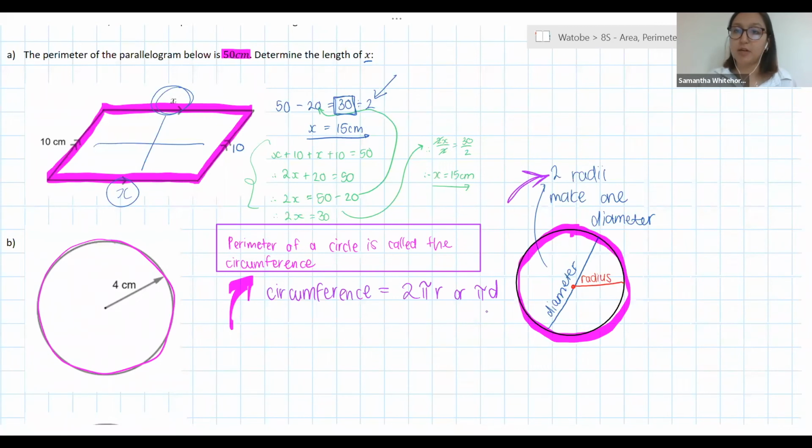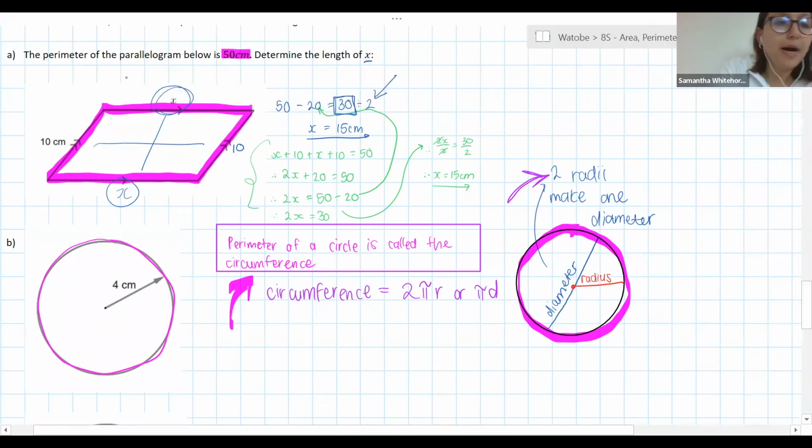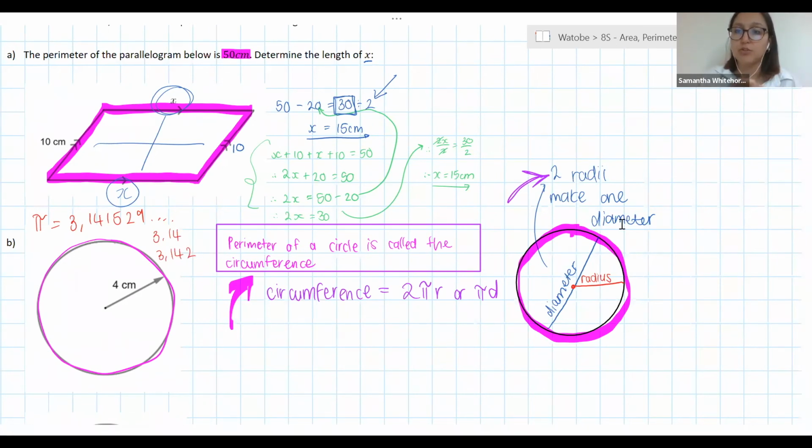Not everyone has the same calculator as me, and so I completely understand that. Some of you might not have a pi button on your calculator, which is also fine. Your teachers would have then told you at school what number to use for pi. So some of you will have been told different things. You must use what you have been told to use. But pi is 3.141529, and it goes on forever. So some of you might have been told to use 3.14. Some of you might have been told to use 3.142. Whatever you've been told to use, that's what you use.